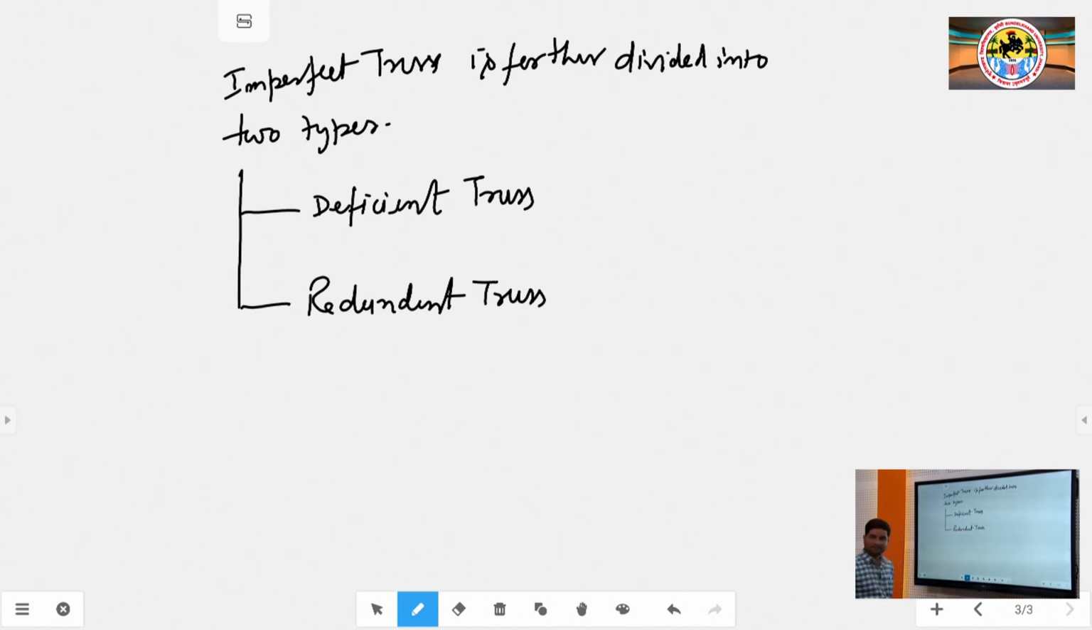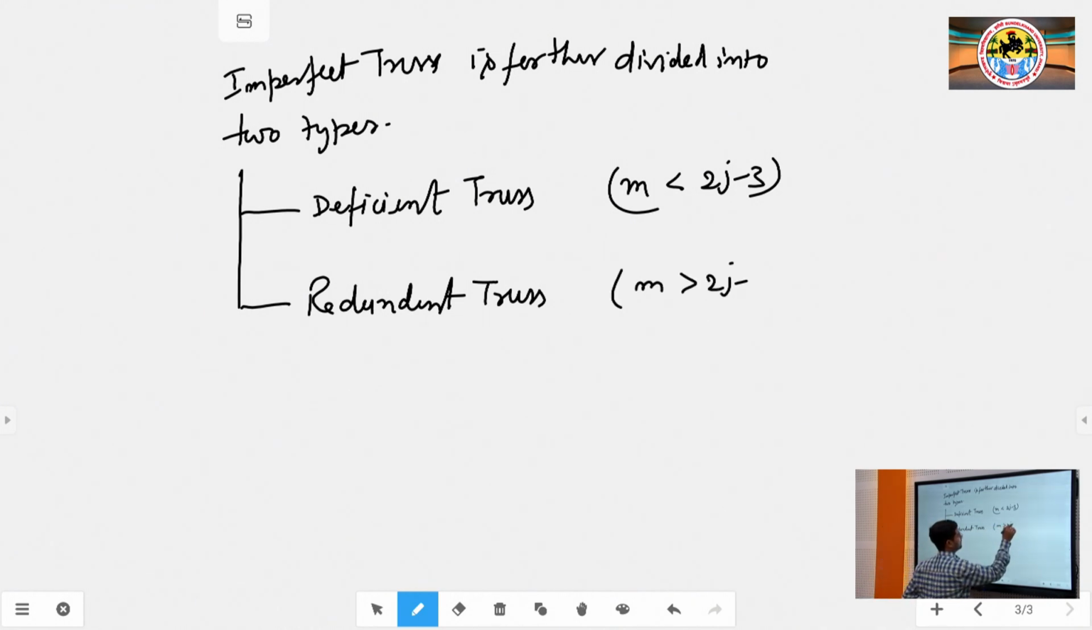So, deficient truss. An imperfect truss does not follow the equation m equals 2j minus 3. So, two conditions may happen. If m is smaller than 2j minus 3, then the truss is known as a deficient truss, and if m is greater than 2j minus 3, then that kind of truss is known as a redundant truss, is it?